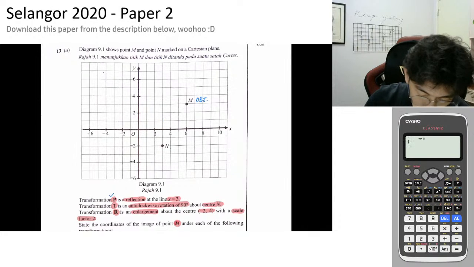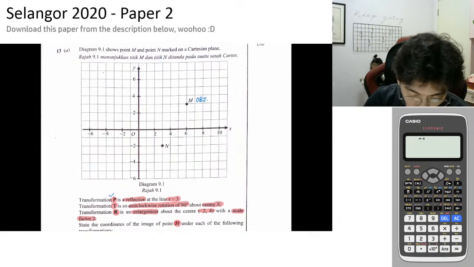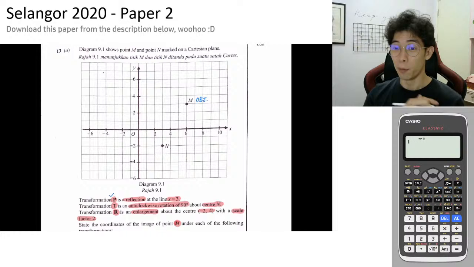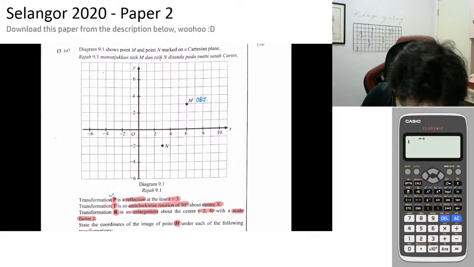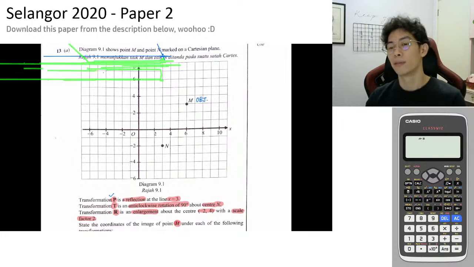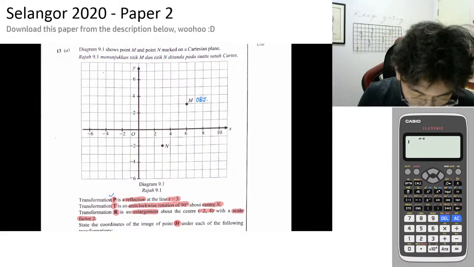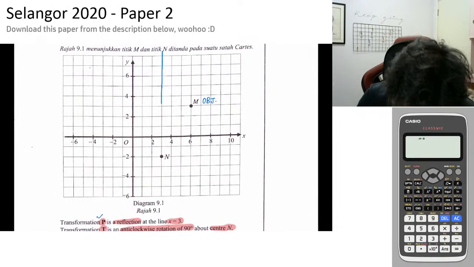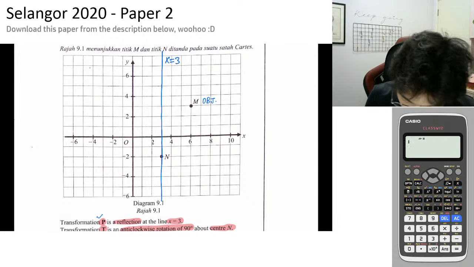So this one x equals to 3. Sorry everyone, my iPad got a problem a bit. Draw one more time. I cannot draw the x equals to 3 line. Why? Okay, wait, one more time. Okay, drawn already. So this one is x equals to 3.